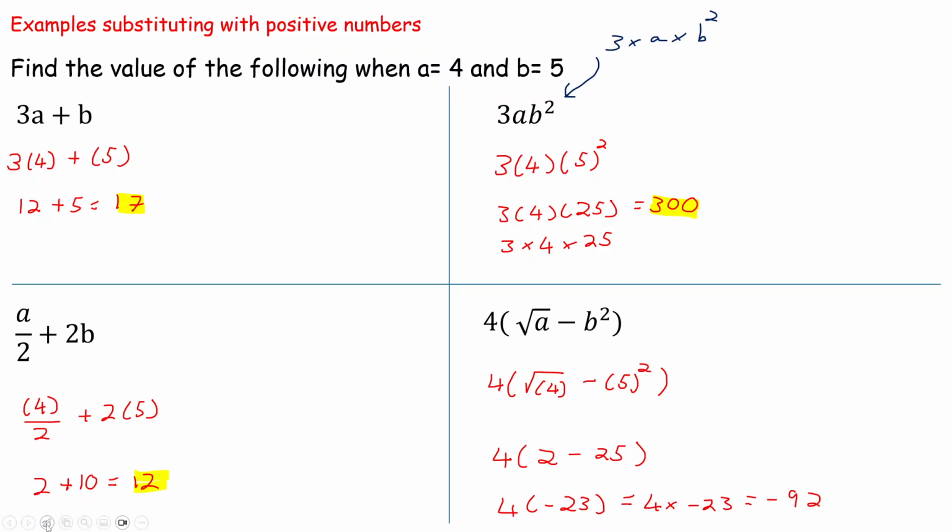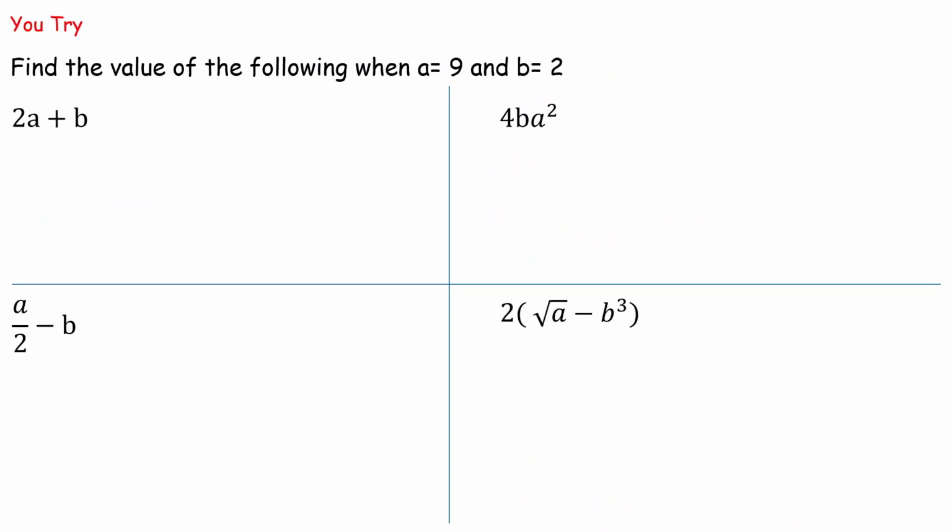Okay, so just really, really important, we're using brackets. That is pretty key with substitution. Okay, so hopefully that was useful. And now you can try these 4 questions yourself, and then that's going to be it for this video. So it says find the value of the following given that this time A is 9 and B is 2. So pause the video, you can fast forward to the end to see the answers. If not, you can work through with me.